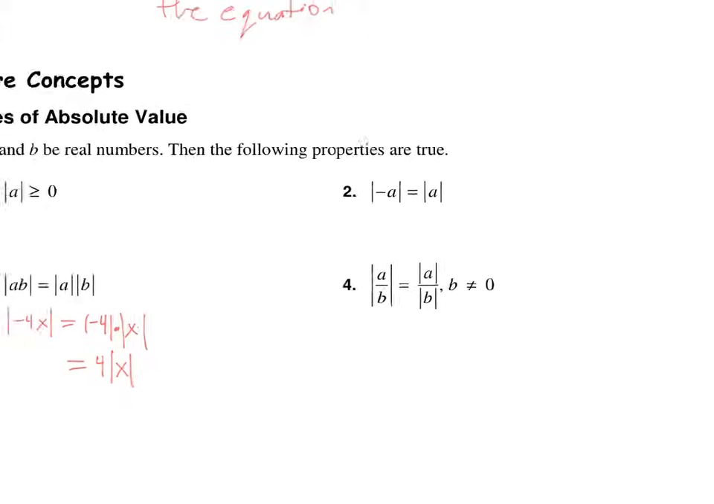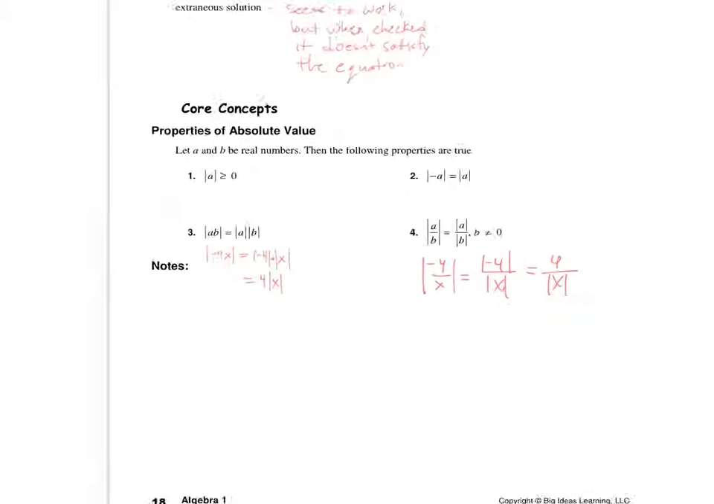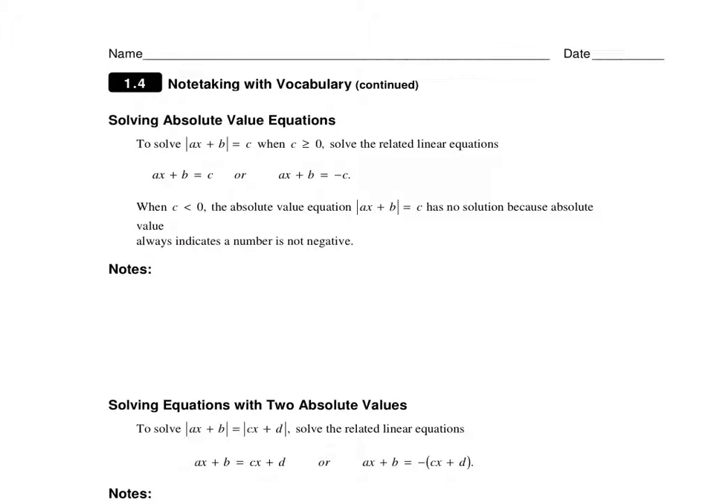We have the absolute value of a divided by b. Well, we can break that up as well into two absolute values. So if we have the absolute value of negative 4 over x, that's the absolute value of negative 4 over the absolute value of x, which is 4 over the absolute value of x. So we could pull the 4 out if we wanted to. Just some little things that are useful. Just tuck those in your hat for now, and let's move on.